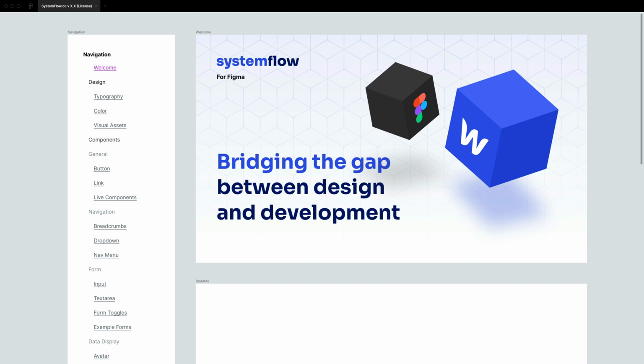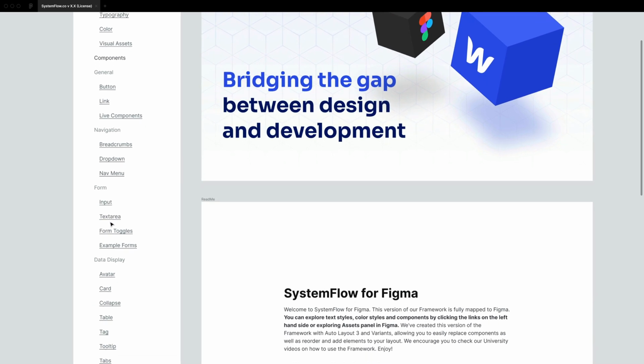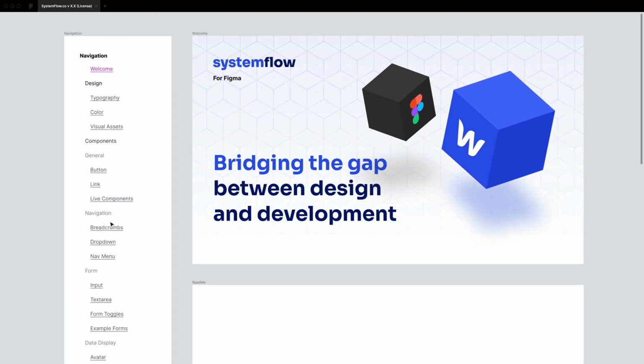In this one, I'd like to show you an overview of SystemFlow for Figma. What we've done is we've mapped an entire framework that we have in Webflow. We shipped it in Figma as well so that you have the same pages, the same components. In the components, you have the same spacing and colors and everything. So this is basically one-to-one with the same naming conventions and all the components. We just designed them in Figma and then we implement them in Webflow.